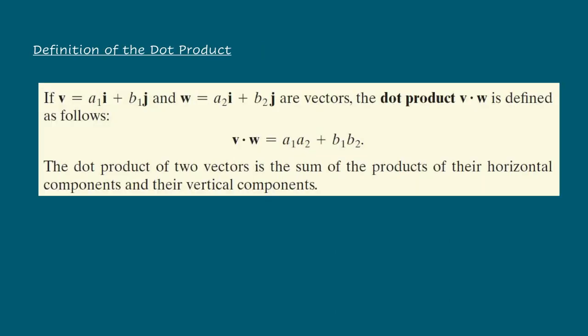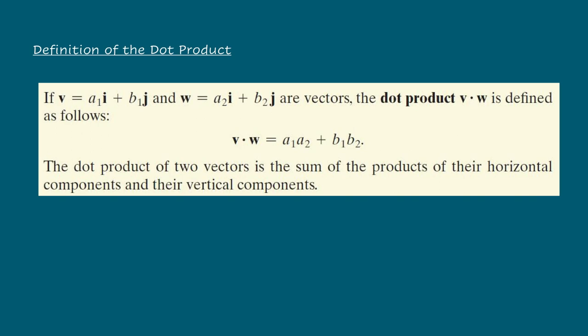To begin, we'll take a look at the definition of the dot product as it applies to two vectors, and we'll apply it to their horizontal components and vertical components. When we want to find the dot product of two vectors, we simply take the products of the two horizontal components and the vertical components, and then we find the sum of those products. So it's pretty straightforward.